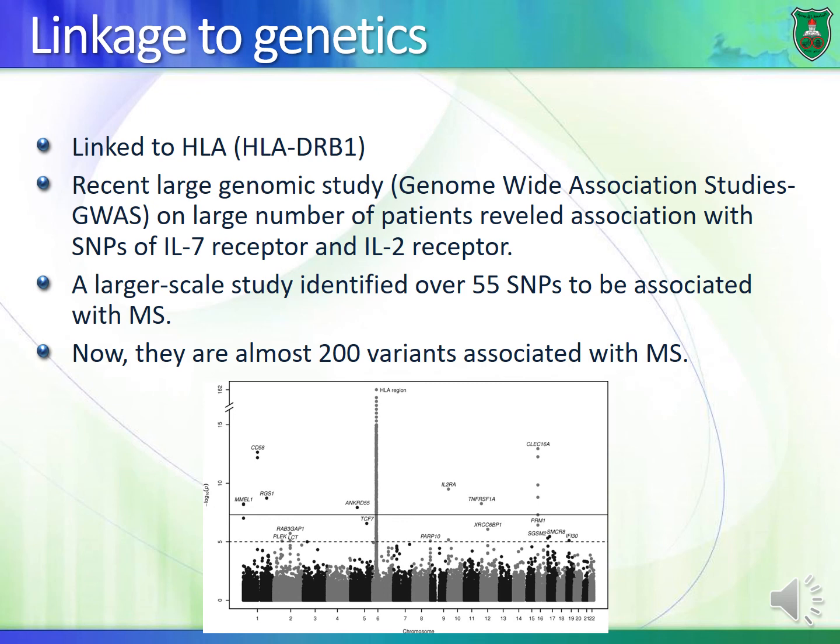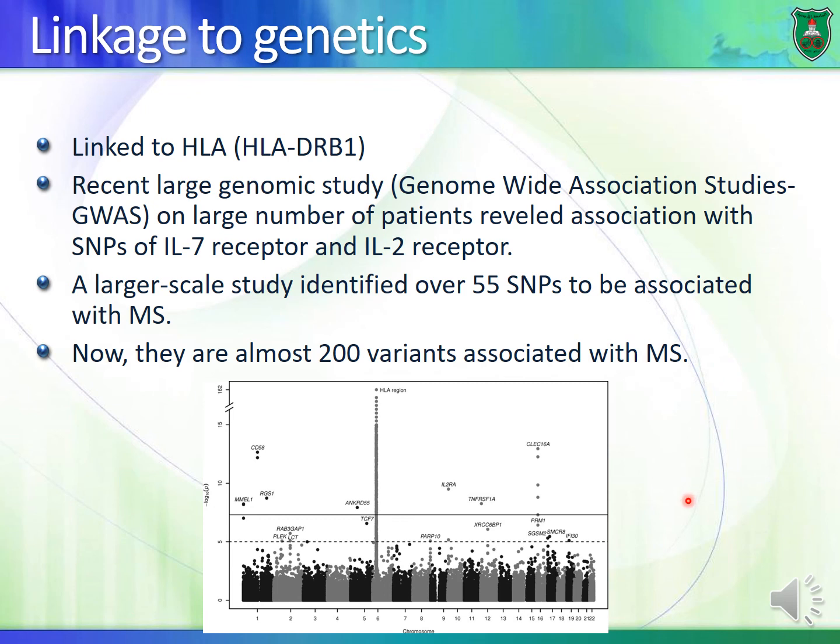So after a few years, about 10,000 individuals participated in a study identifying 55 single nucleotide polymorphisms. Later on, more and more studies were conducted, and now we know that there are about 200 genetic variants, 200 markers, 200 single nucleotide polymorphisms associated with multiple sclerosis.